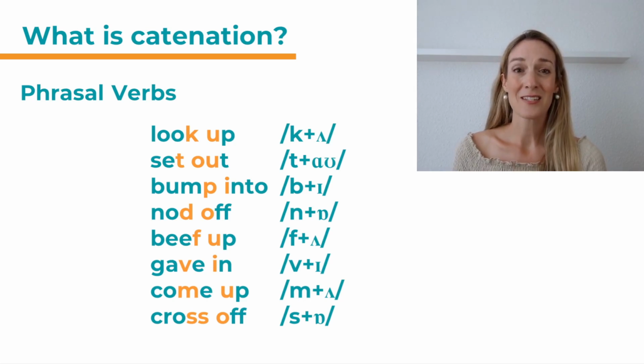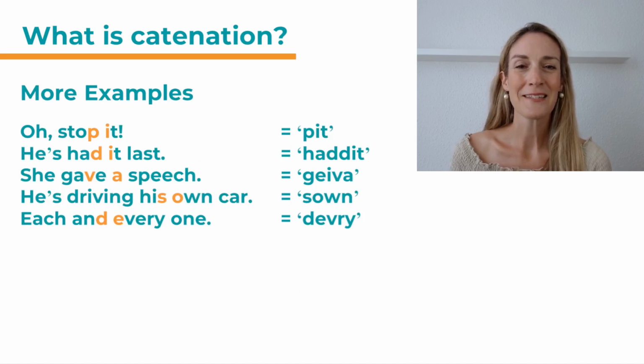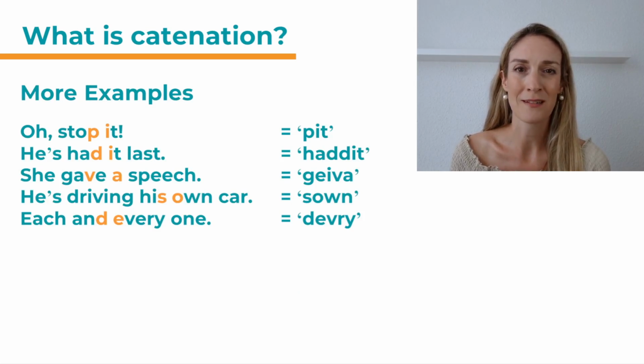So these are some examples. There are many, many more phrasal verbs where you will have linking between consonant and vowel sounds. Let's have a look at some more examples. Catenation is not restricted to just phrasal verbs. Of course, it can happen in any other word boundary case where we have a consonant followed by a vowel. So here are a few more examples.